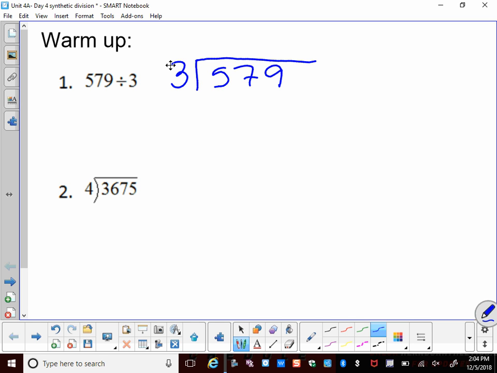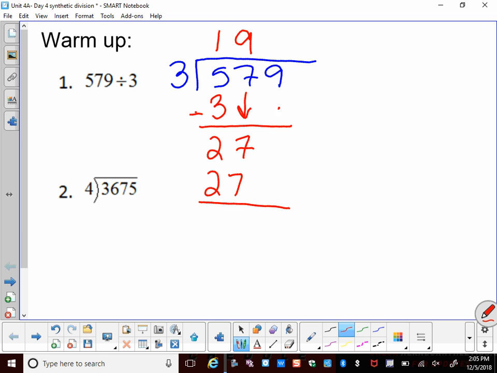Okay. How many times does 3 go into 5? 1 time. So then I multiply. What's 1 times 3? So I have my 2, I bring down my 7. How many times does 3 go into 27? 9 times. So 9 times 3 is 27.